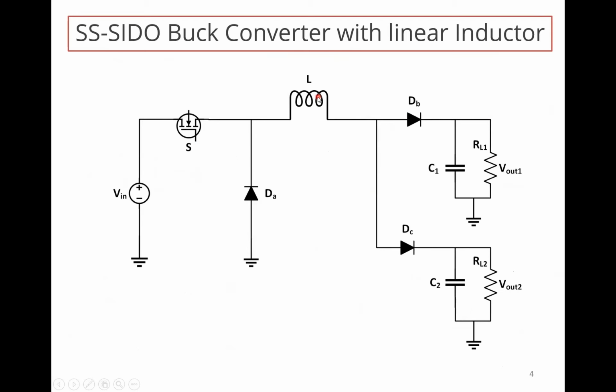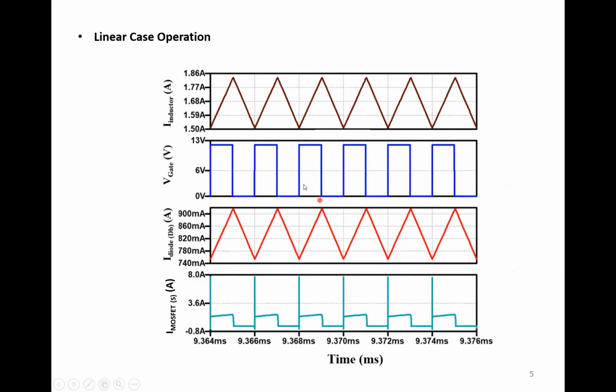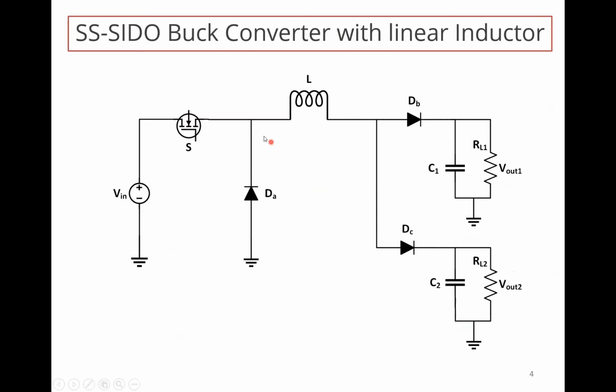So this is the linear model for the single switch pseudo buck converter, where we are proposing to use a single switch, but with a linear inductor. We can see that although we are using a single switch, the inductor current, the gate voltage, the diode current and MOSFET currents are all stable. So after using a single switch, as all are stable, we are getting stable results. So we can say that the pseudo buck converter with a single switch can be a stable architecture of the pseudo buck converter.